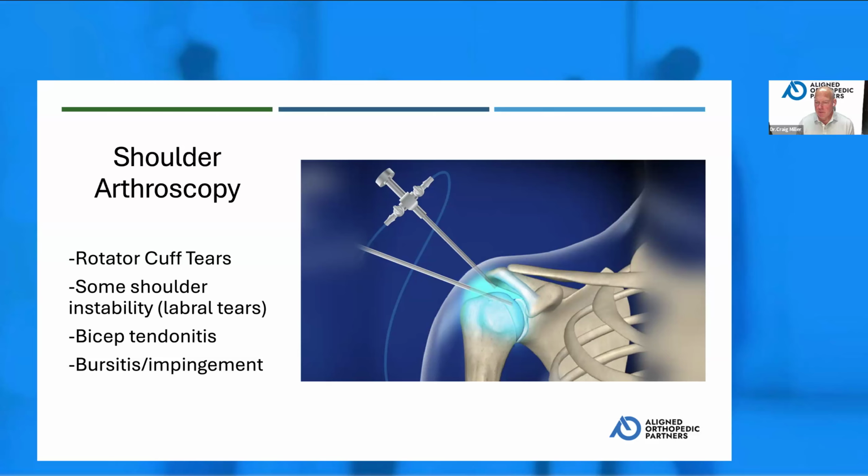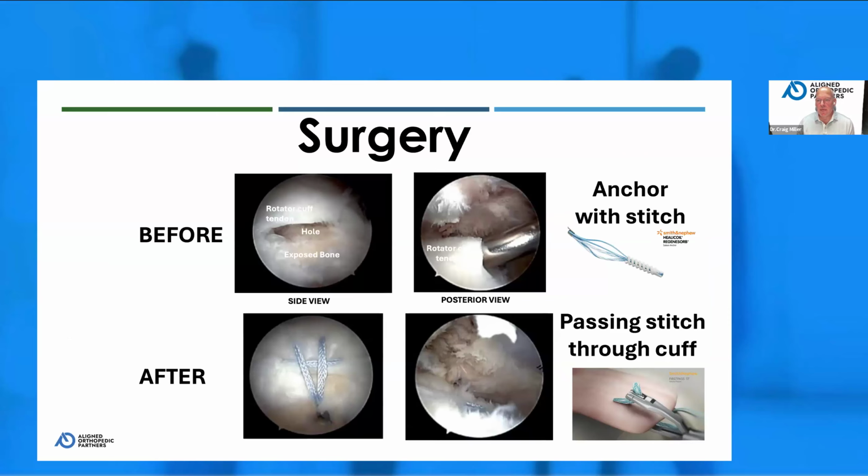When the labrum tears, the shoulder can slide out of the socket more easily. We can treat biceps issues, tendonitis or tears. And in some cases, if the bursa is inflamed for a long time, it becomes very, very thickened and fibrous, and it just won't go away. We have to go in and remove it. And that's what shoulder arthroscopy is.